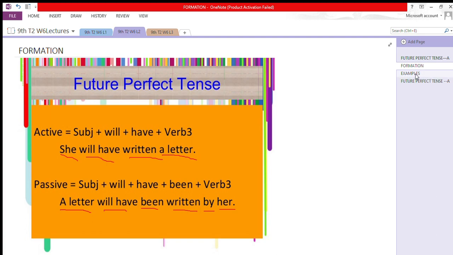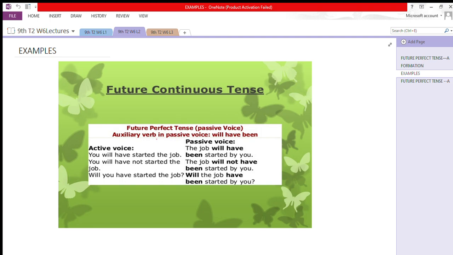Okay. Now here I have a few more examples. What do we use? Auxiliary verb in passive voice, will have been. You will have started the job. The job will have been started by you. Negative sentence, you will not have started the job. The job will not have been started by you. Will you have started the job? Interrogative sentence, and the passive voice would be, will the job have been started by you? Will in the beginning of the sentence, then the subject, and then the helping verb have been.